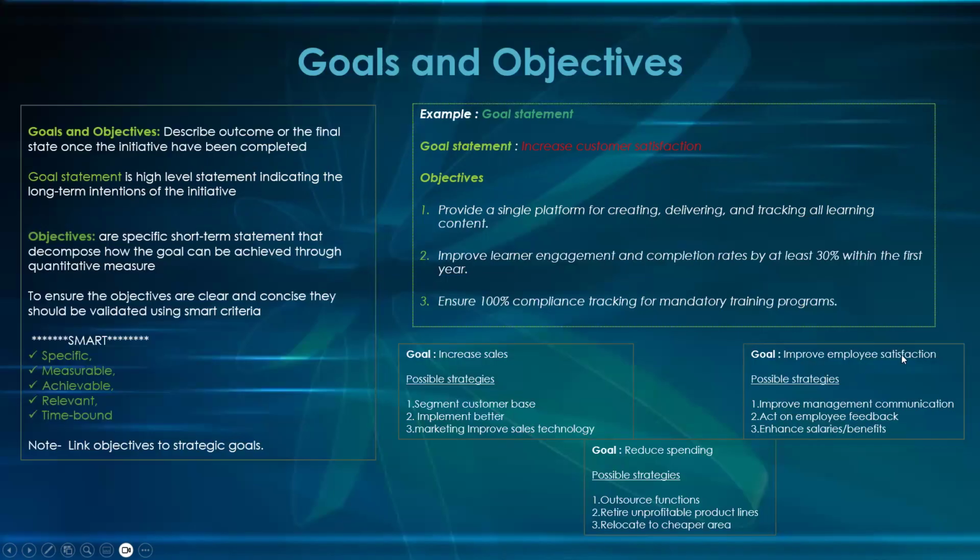Then look at this one. Improve employee satisfaction. What are the strategies? Just means like objectives. Improve management communication. Act on employees' feedback. Enhance salary base. You can see all these 3 here, 1, 2, 3, they align with this. Improve employees' satisfaction. So you can see for us to be able to determine if we've improved employees' satisfaction, we consider salary and benefit.